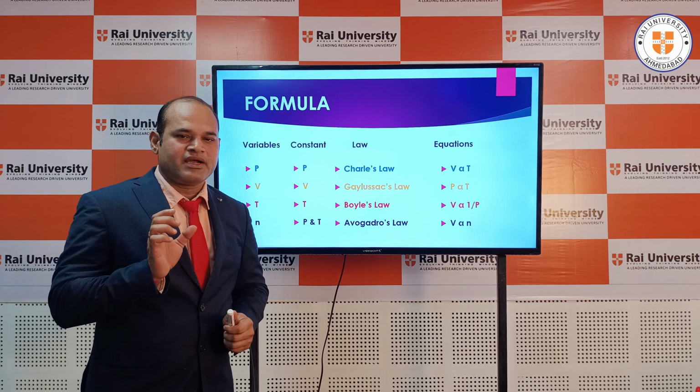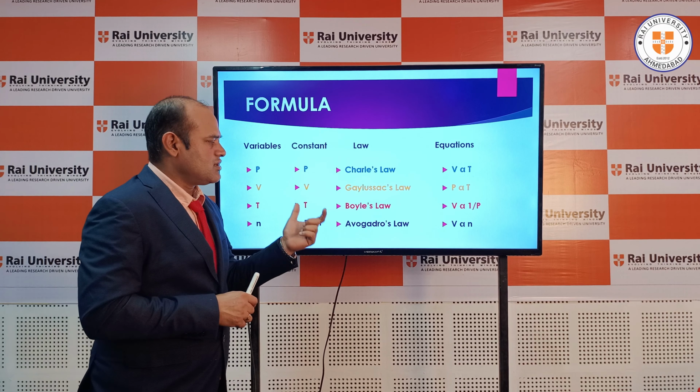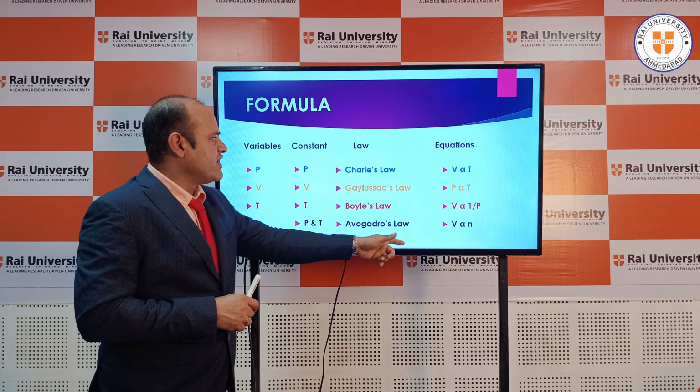So these are all the variables of gas, and these are the constants. Where pressure is constant, that is called Charles law, and the variables are volume and temperature. In Gay-Lussac law, volume is constant, so the variables are pressure and temperature. In Boyle's law, temperature is constant and the variables are volume and pressure. In Avogadro's law, pressure and temperature are constant and volume is directly proportional to the number of moles of the gas.